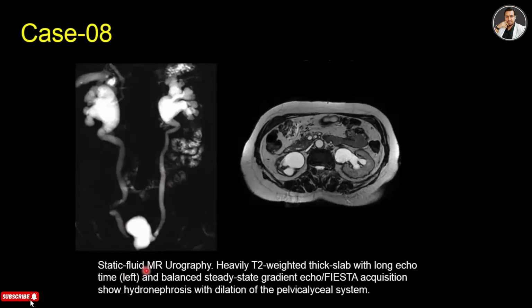So what it says is static fluid MR urography of heavily T2 weighted thick slab with long echo time. So this is the T2 weighted thick slab, balanced steady state gradient echo FIESTA acquisition, showing hydronephrosis with dilatation of the pelvicalyceal system. So this is a heavily T2 weighted sequence, and it shows bilateral hydronephrosis with dilatation of the renal pelvises. And this is an axial image, T2 axial, called gradient echo or FIESTA. And in Siemens it will be called TrueFISP.